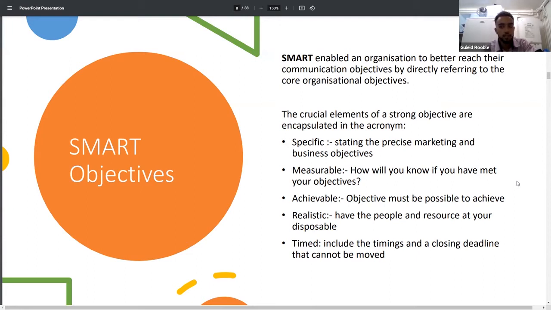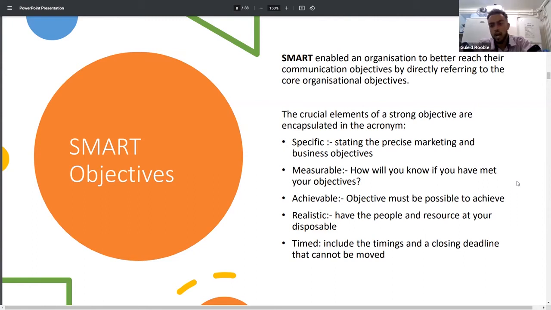And with that being said, SMART objectives enable you to better understand how you can determine your communication objectives. You can certainly do this by following these questions. S is for specific, so state your marketing and business objectives, your business outcome. Look at your company website: what is the mission? What is the vision? Then, referring to that, pick your objectives.